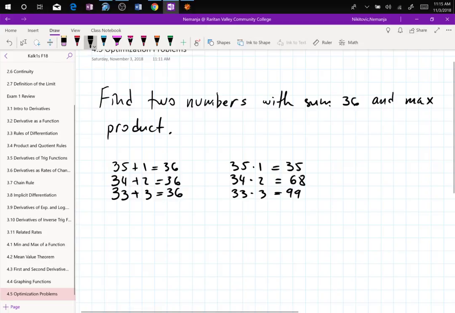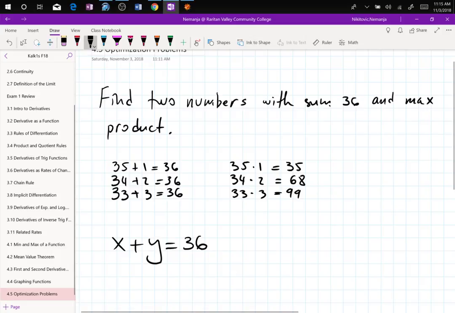So how do I write sum of two numbers is 36 in mathematics? X plus 36 minus X. Sum of two numbers is 36. What you gave me is something else. Yes? Like X plus Y, 36? Yes, X plus Y equals 36. So this is the way to say sum of two numbers is 36. I don't know what the numbers are. I'll call one X, I'll call the other one Y, and that's it.